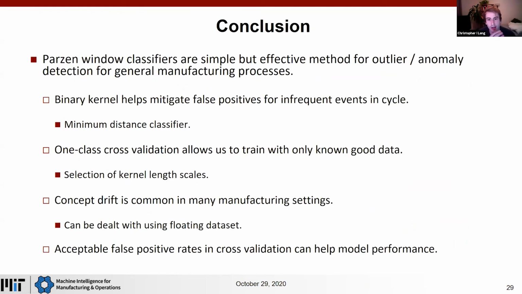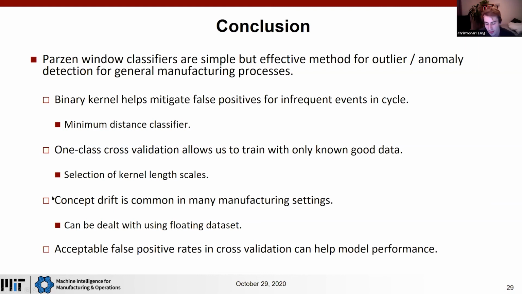In conclusion, I think that Parzen window classifiers are a simple and effective method of detecting outliers in a variety of different manufacturing processes. I think a binary kernel can help mitigate false positives, especially because in these cycles there tend to be very infrequent events that we don't want to classify as anomalous. Also, practically training these, we can use one-class cross-validation with only known good data, which ties into the fact that we will not have examples of faults beforehand. This amounts to selecting the length scales for the kernel that we've chosen.